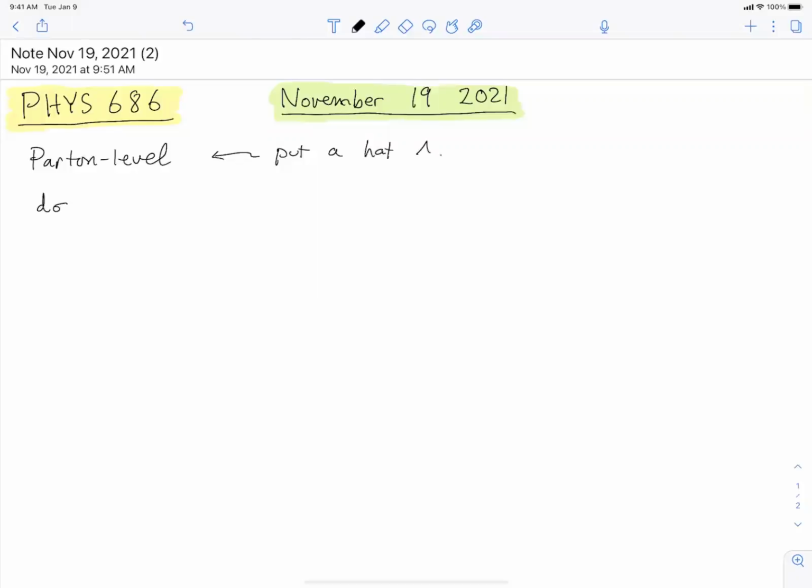The differential cross section with respect to a Mandelstam variable for scattering of two different quarks off each other, we worked out was 4 pi alpha s squared over 9 times s squared plus u squared over t squared. But I promised to put a hat, so I'm going to put a hat on the sigma and on all of our Mandelstam variables. We'll mention in a little bit why the hat.